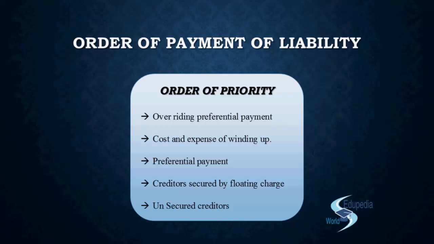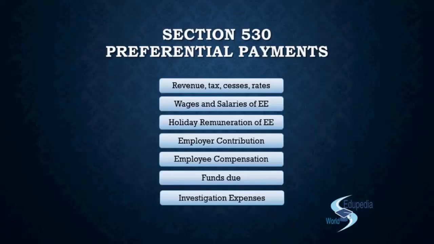And when we talk about preferential payment, you have these 7 elements, out of which 4 were very common, relating to your employees, that is their wages, their salary, their holiday remuneration, the employees' contribution, the employees' compensation, and the funds that are due to them, right? These are common with the workmen under section 529A. And apart from that, you have one more contribution towards the employee, that is the employer's contribution.